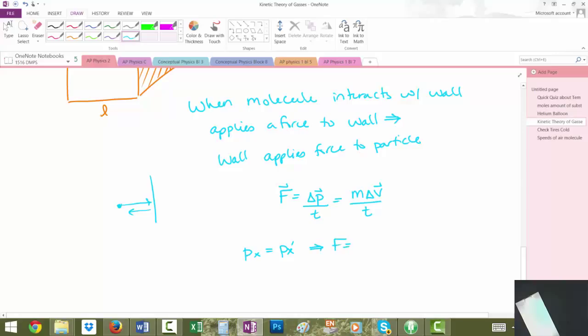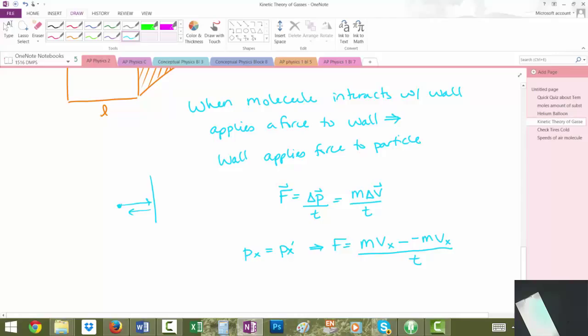So F is equal to, I'm going to write this as m Vx minus negative m Vx. Tell me if that's okay with you. I want to make sure that I didn't lose anybody there. It's coming in with a velocity, it hits the wall, it's going to bounce back with the same magnitude velocity, just in the opposite direction. So that means this one and this one are just going to be in opposite directions. Is that okay?